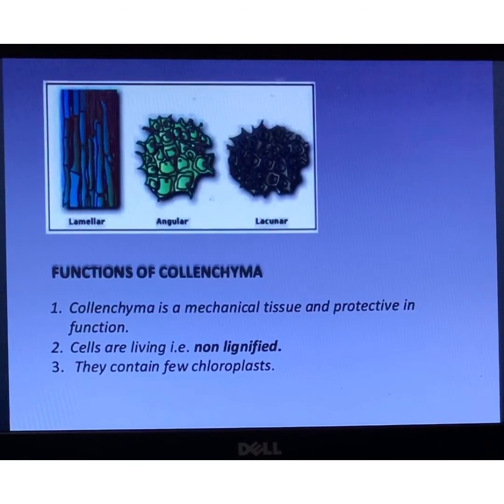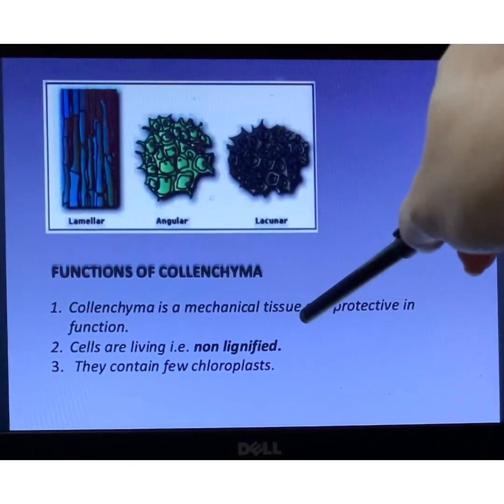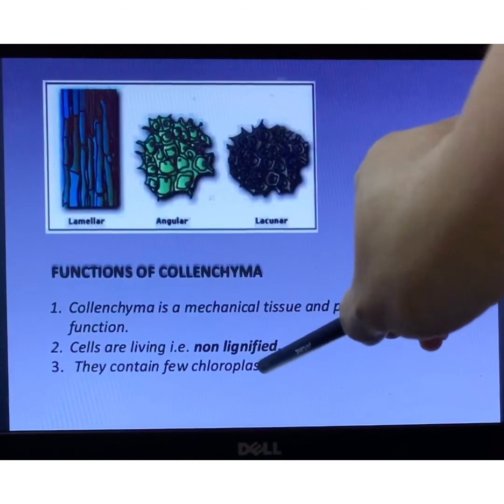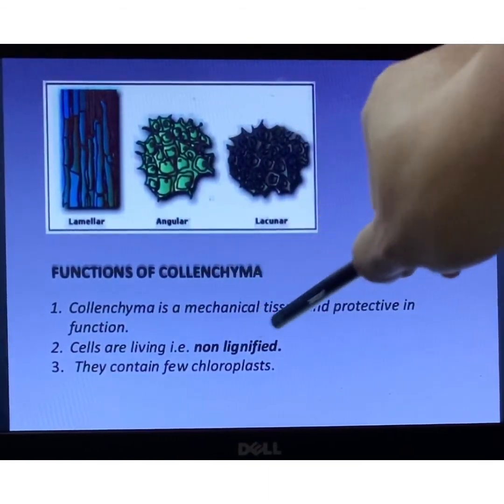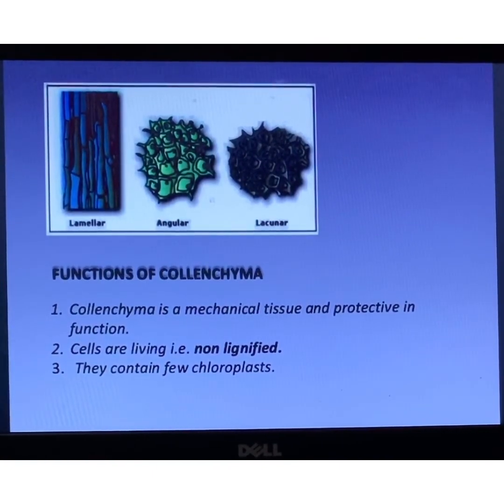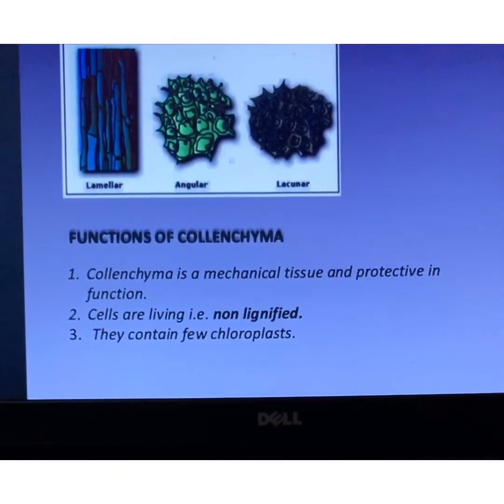Functions of collenchyma: it is a mechanical tissue and protective in function. The cells are living, that is, non-lignified. Lignin again is a complex structure which provides support to the plant parts. So this is non-lignified. That means there is no lignin deposition, only cellulose is there, and they contain few chloroplasts. So their main function is providing mechanical support and protective function. These are the functions of collenchyma.